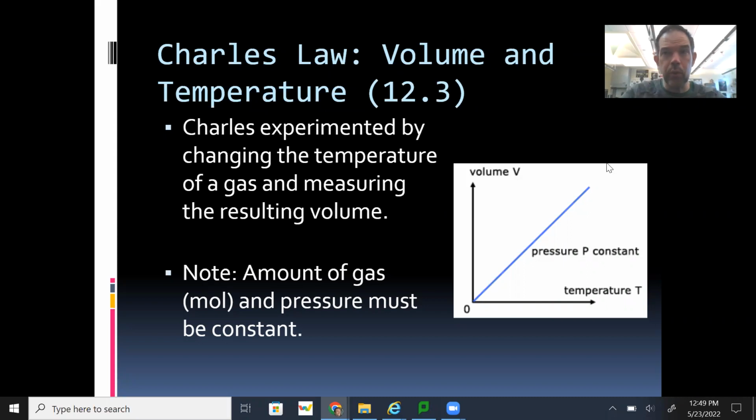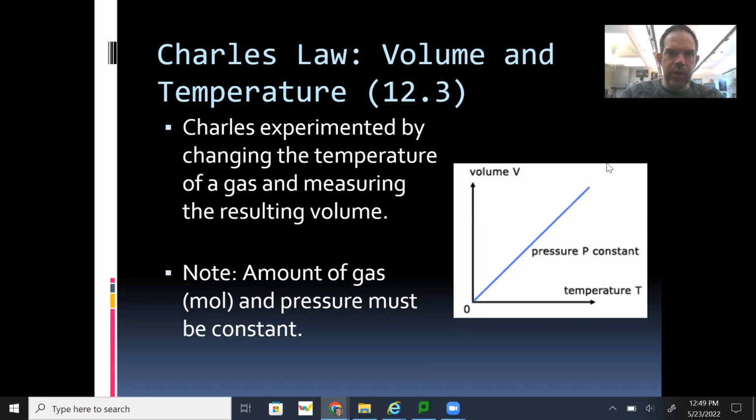I'm going to go over with you how Charles' law works, which is our second one. We started with Boyle's law, and now we're rolling to Charles. If you remember, Boyle's law had to do with the pressure and the volume, and how if you change the volume, you change the pressure, or if you change the pressure, you could change the volume, and how they affect each other.